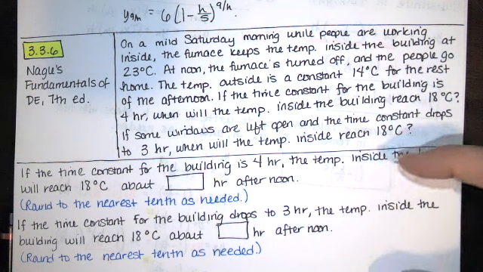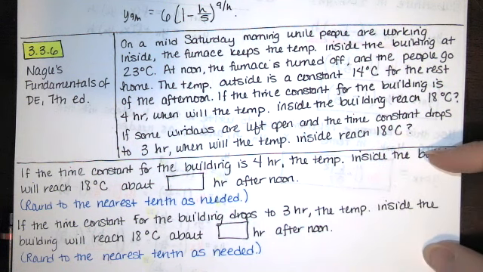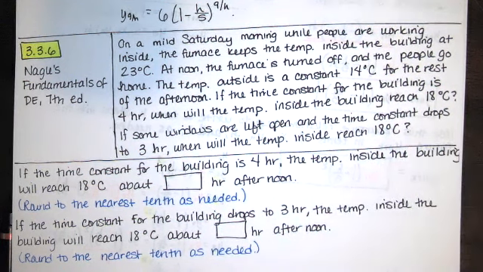And then they state the answers in this way, and you're just asked to fill in the blank. It says, if the time constant for the building is 4 hours, the temperature inside the building will reach 18 degrees Celsius about blank hours after noon. And we're asked to round to the nearest tenth. And then they say, well, what happens if you change the time constant to 3 hours?